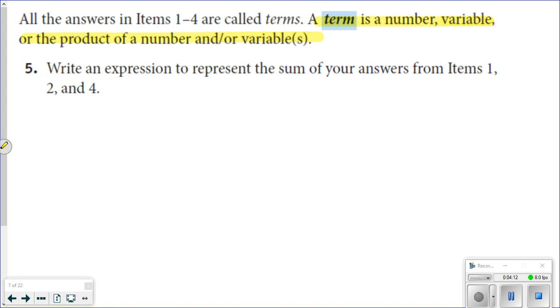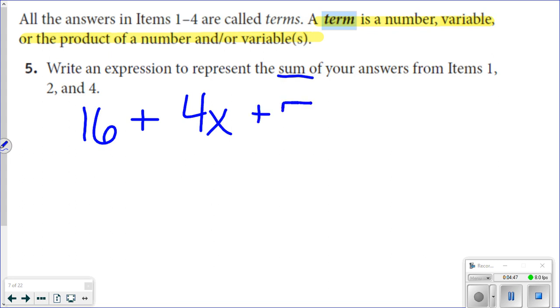Number 5 says write an expression to represent the sum of our answers from questions 1, 2, and 4. So question 1, the answer was 16. This is considered a term because it's a number. And then sum, we're going to add the answer to question 2, which is 4x. And 4x is also a term, plus 5x squared, which is also a term.